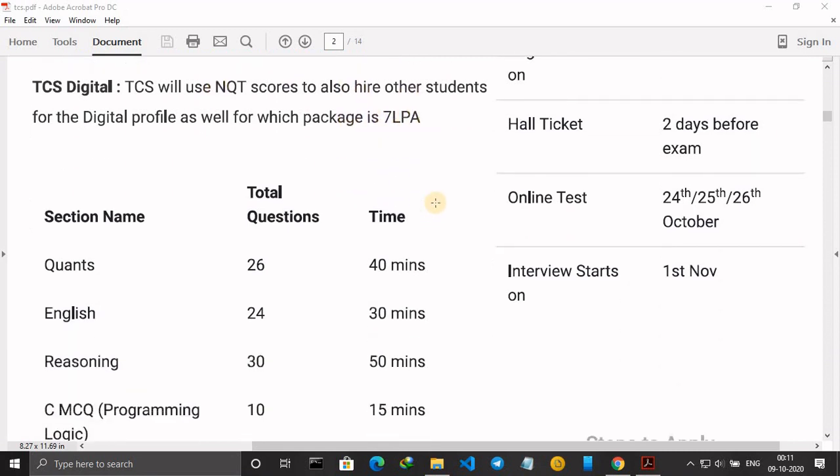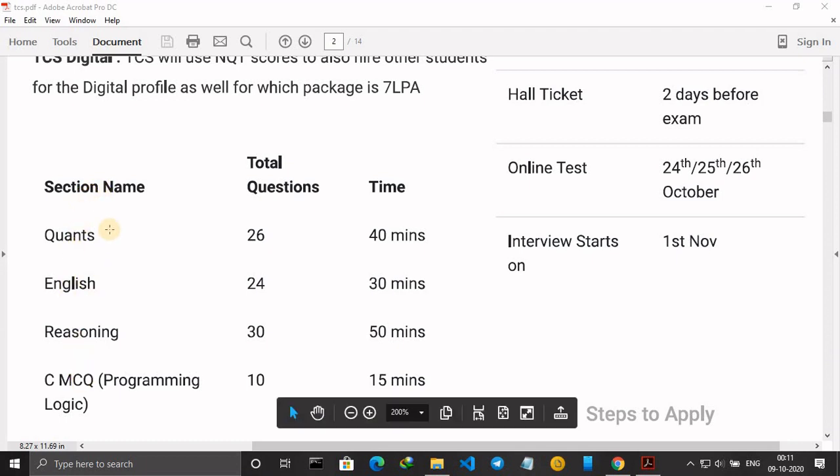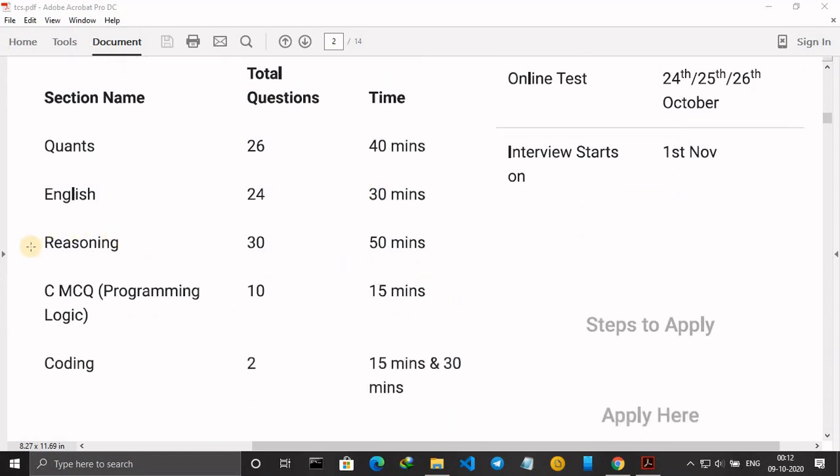Here you can see the exam pattern for TCS Ninja. There will be 4 sections in this exam. The first section is quantitative aptitude with 26 questions, and the time allotted is 40 minutes. The second section is English with 24 questions and 30 minutes. The third section is reasoning with 30 questions and 15 minutes, and these sections are a must.